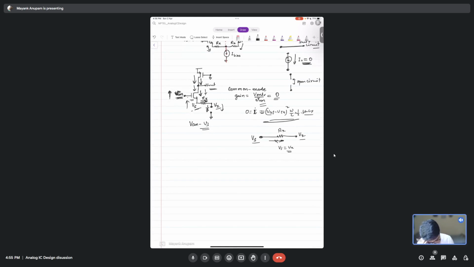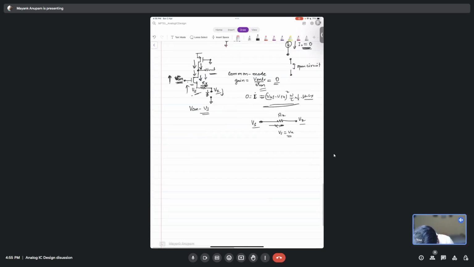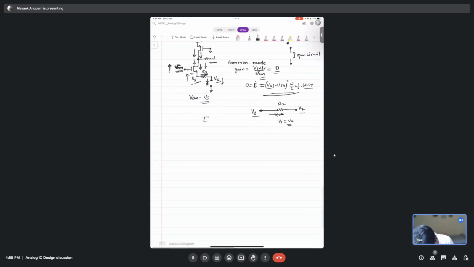Yes, sir. Only then would the current be zero. Correct. If there is no current flowing through Rx, then this relation holds: Vs and Vx are equal to each other, right? Again, open circuit. In the same manner, we have a relationship for a current flowing through a transistor, right? If this is a transistor, correct?